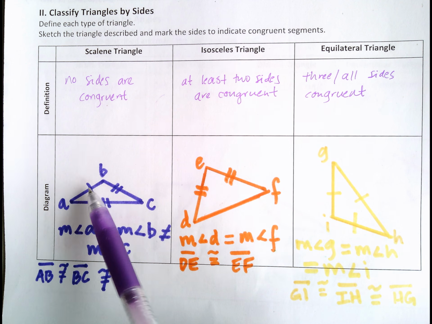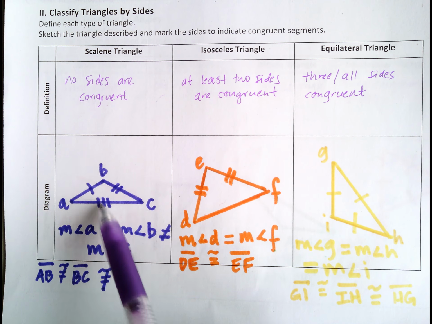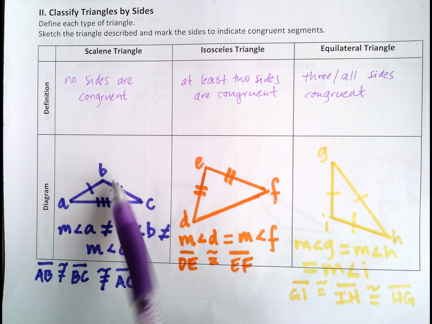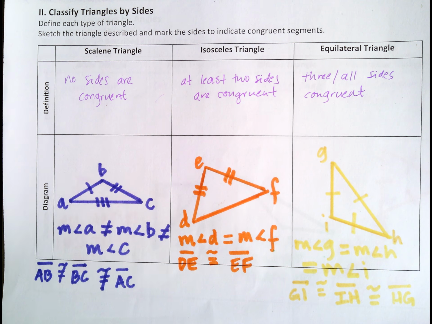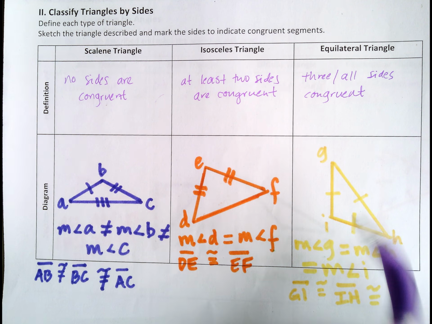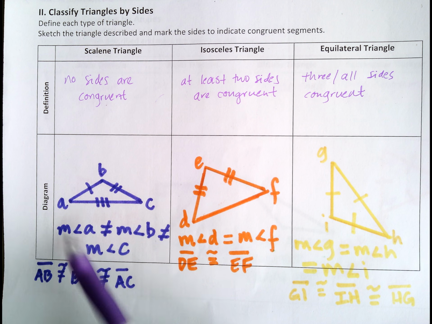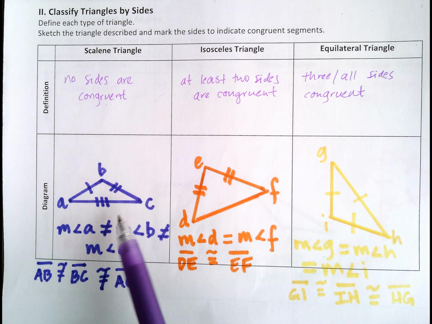As you can see here from the tick marks, these tick marks indicate that none of these sides is congruent to the other. So they're all different side lengths. So clearly side AB is not congruent to side BC, which is not congruent to side AC. All different lengths, and the measures of the angles inside are all different measures as well.